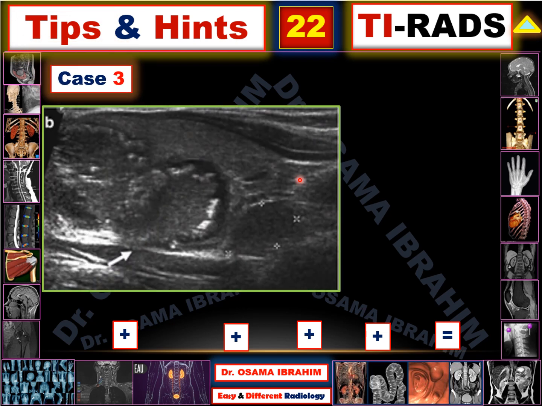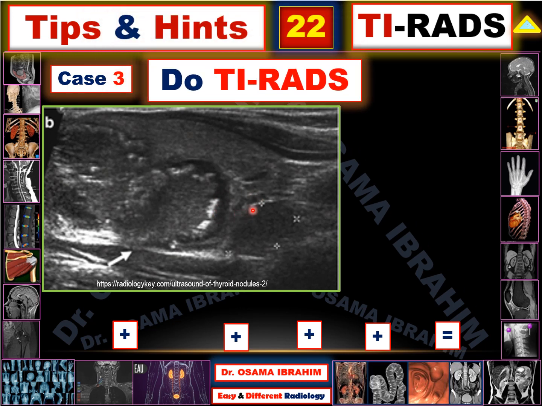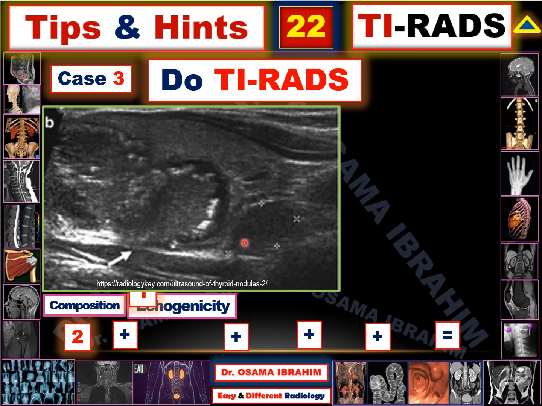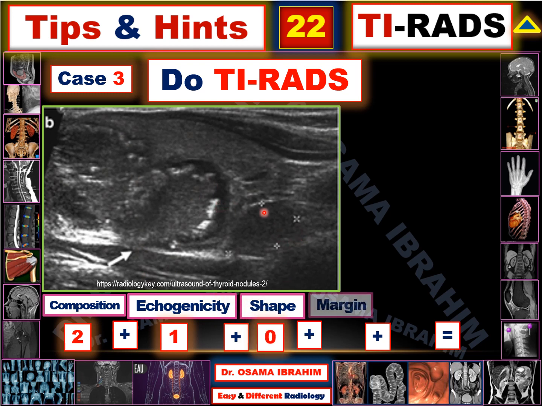Case 3, this nodule. Also do the TI-RADS according to the 5 categories. Actually, there are 2 nodules here, and these nodules can be described, and each one can be given a TI-RADS. The composition of each of them is solid, so it will take 2. The echogenicity of them is similar to the echogenicity of the thyroid gland, so it will take 1 as an isoechoic description of the echogenicity. They are not taller than wide, so it will take 0 according to the shape.